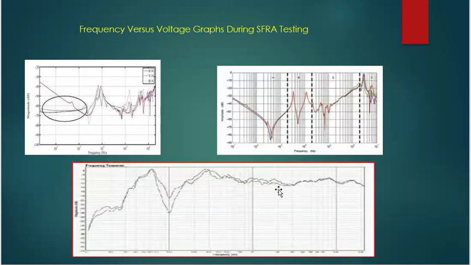In addition to this, SFRA tests also help us to compare the physical condition of the same winding of different phases at the same tap position. It also compares different transformers of the same design lot.